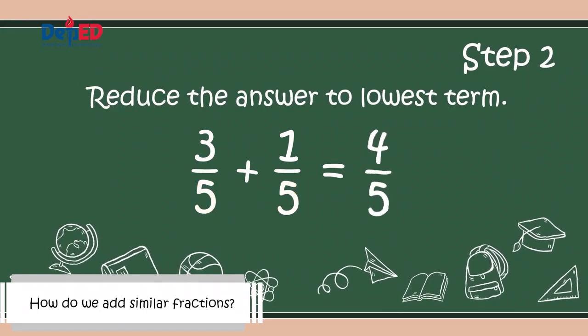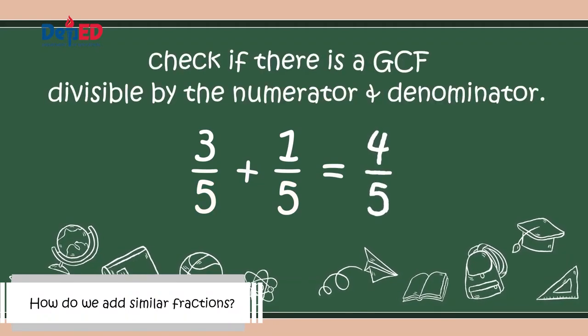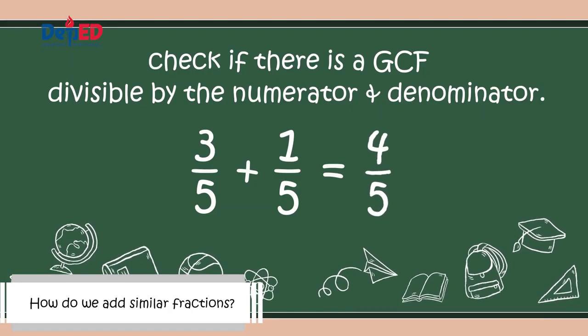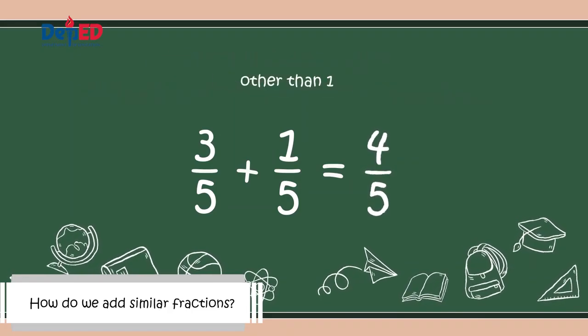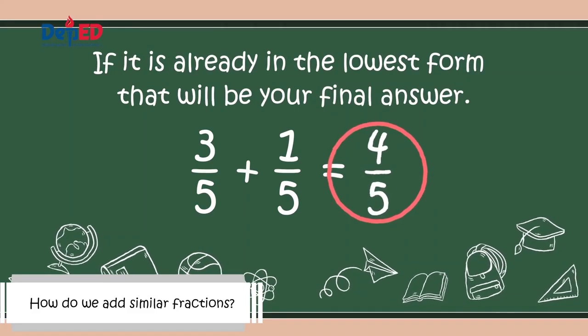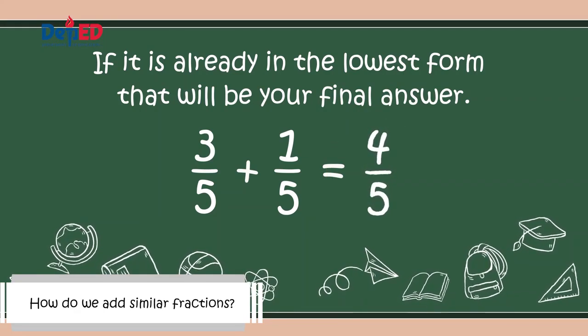Step 2. Reduce the answer to lowest term if possible by checking if there is a greatest common factor or GCF that can be divided both the numerator and the denominator other than 1. Is 4/5 already in lowest term? Yes. Therefore, 3/5 plus 1/5 equals 4/5.